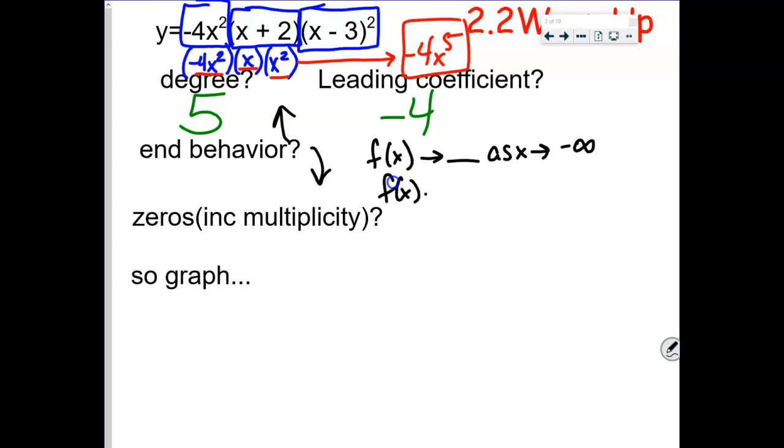On the left side, where it says as x approaches negative infinity, how do we indicate that it's going up? What do we write? Positive infinity, good. And then on the right side, where x goes to positive infinity, how do we indicate it's going down? Negative. Very good.